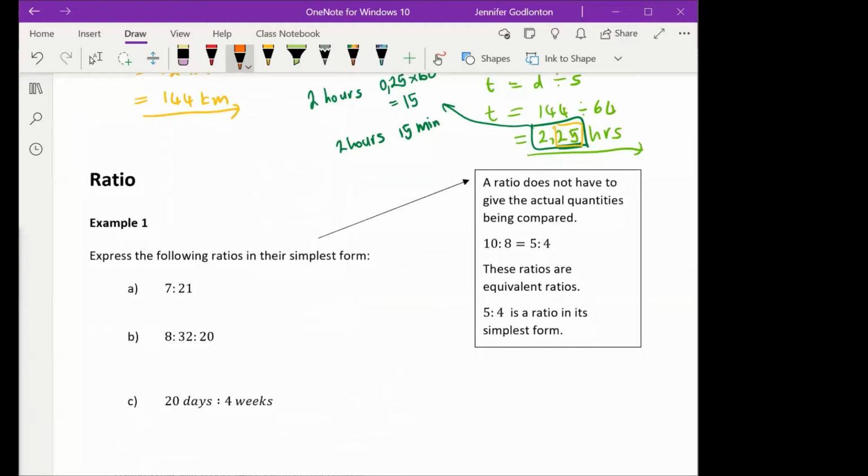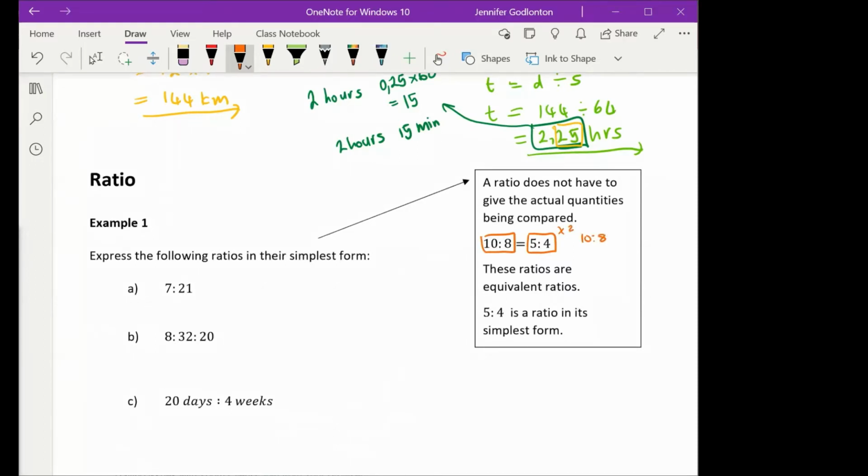Okay, so a ratio does not have to give the actual quantities being compared. So that's meaning like if I'm dealing with 10 oranges and 4 grapefruit, I don't have to actually have 10 oranges and 4 grapefruit. I'm allowed to simplify ratio. It's the same way as fractions, how we're allowed to simplify. And so 10 to 8 is exactly the same as 5 to 4, because if I multiplied both of these by 2, I would get 10 to 8.